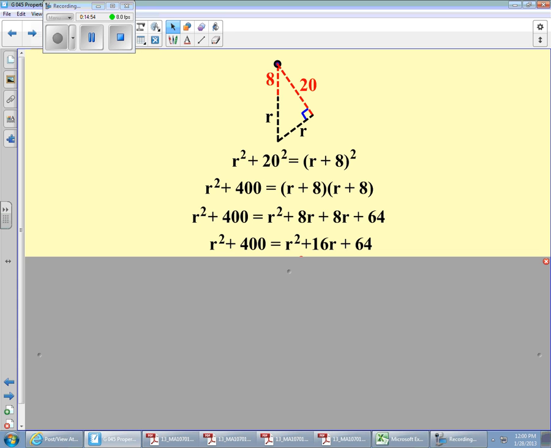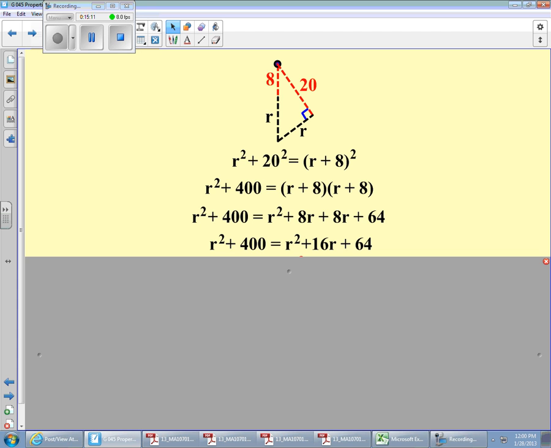Okay, we've got r squareds all over the place. We've got r to the first. We've got constants. Let's start cleaning this mess up. First off, you've got r squareds on the left. You've got r squareds on the right. They don't need to be on both sides of the equal sign. Let's just put them on one side.